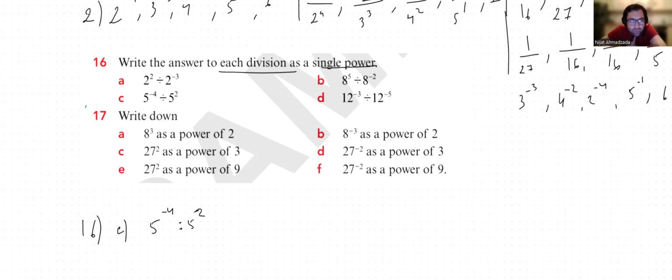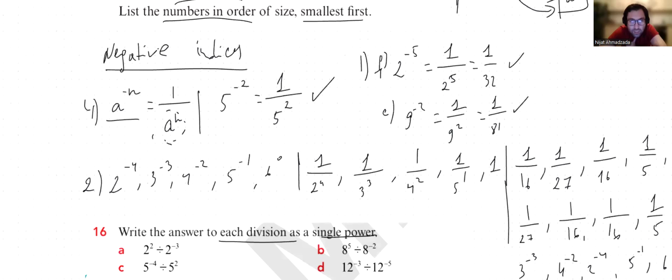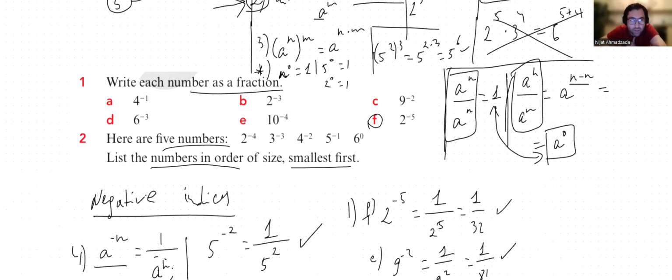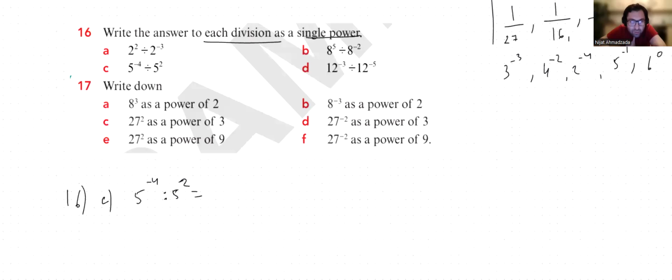So we know that when we have a division, let's look at the rule. The division rule is that we just have to subtract the powers, right? When the base is the same, we subtract the powers. So we have 5 to the power of negative 4 minus 2, which is 5 to the power of negative 6.